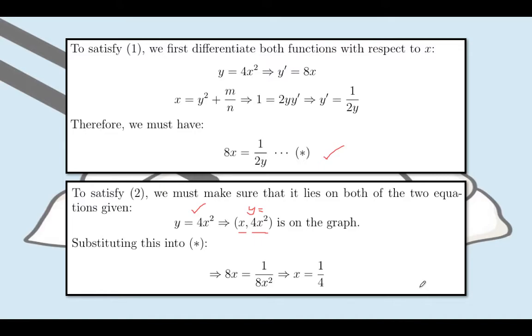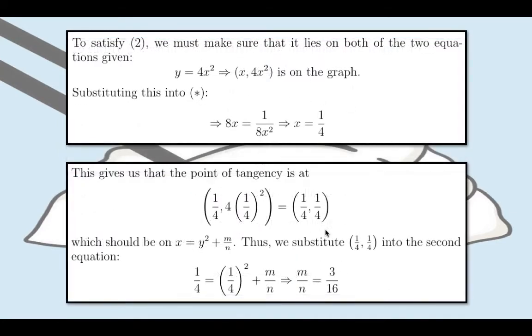Now from this equation we can solve for x because everything is in terms of x, and we get that the value of x is 1/4. Now since we have the value for x, we would obviously know what's the point on the graph. This gives us that the point of tangency is at x comma 4x squared, which at x equals 1/4 is 1/4 comma 4 times 1/4 squared, which is 1/4 comma 1/4.